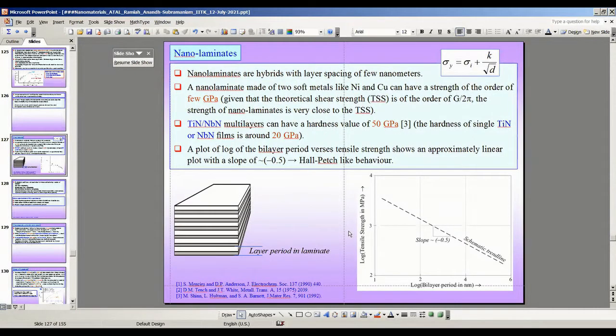People have produced nano-laminate structures like titanium nitride and niobium nitride, wherein they have obtained a very high hardness value, about 50 GPa, while the single layer hardness is only about 20 GPa. They also found that you have some kind of Hall-Petch behavior with the thickness of the layer versus hardness, not the grain size now, because the Hall-Petch relationship was originally developed for grain size. Sometimes you can also plot the tensile strength.